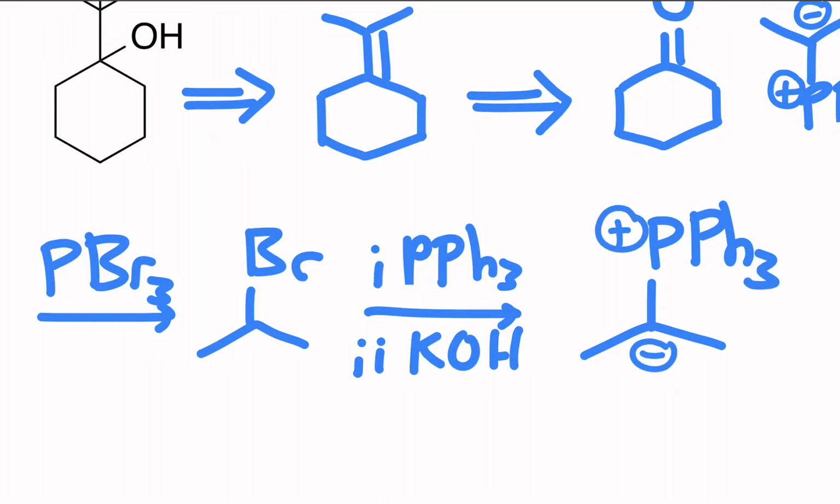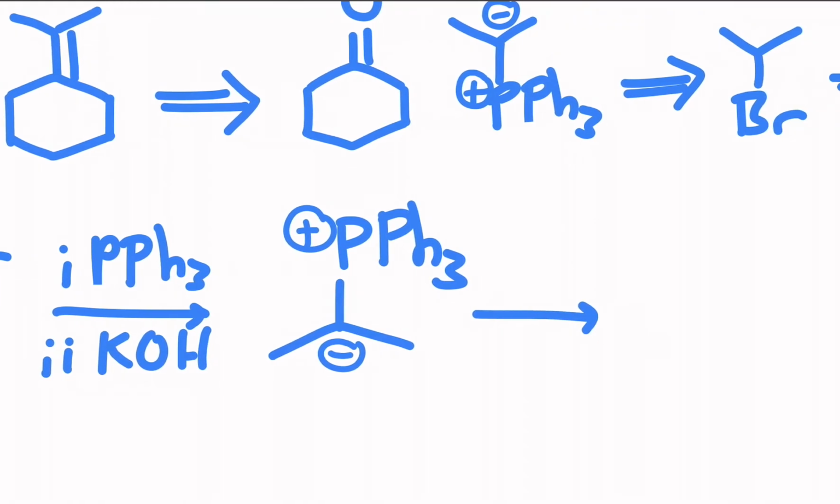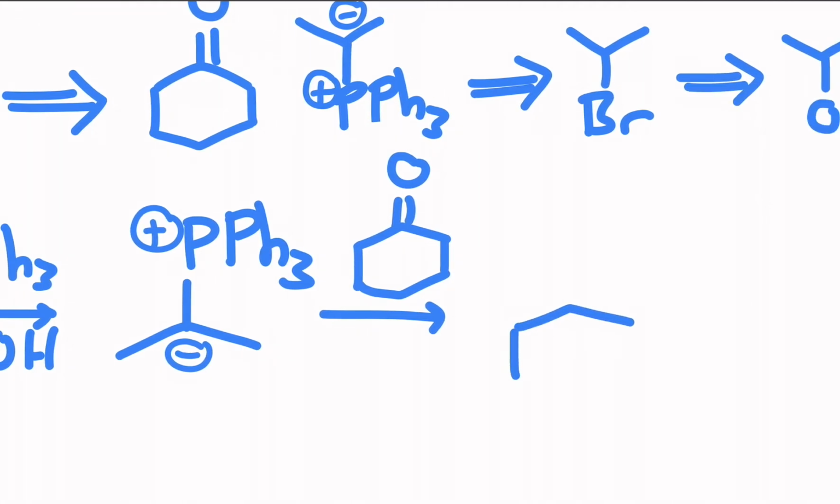Don't forget to draw the formal charges. They show not just charge, but actual numbers of atoms attached and electron count. And then we can react this with cyclohexanone. And we should get our alkene.